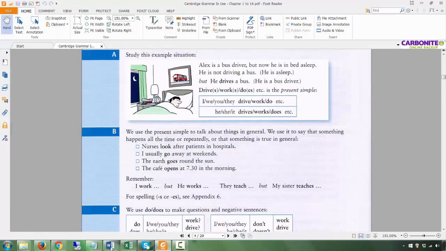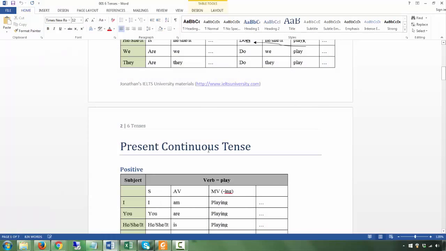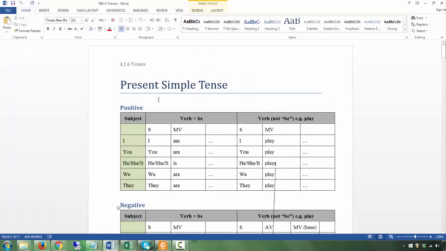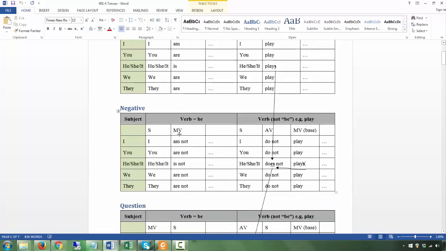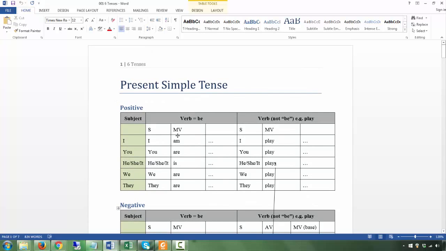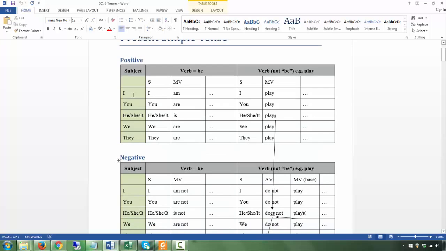Now what I want you to do is go to my document first. Okay, so present simple, I put it in the first tense. Now let's understand this, because this is very confusing. Firstly, don't forget, I'm not sure if I mentioned to you, but you always have subjects: I, you, he, she, it, we, they, and the way you form it depends on your subject. That's the reason why you have all this.